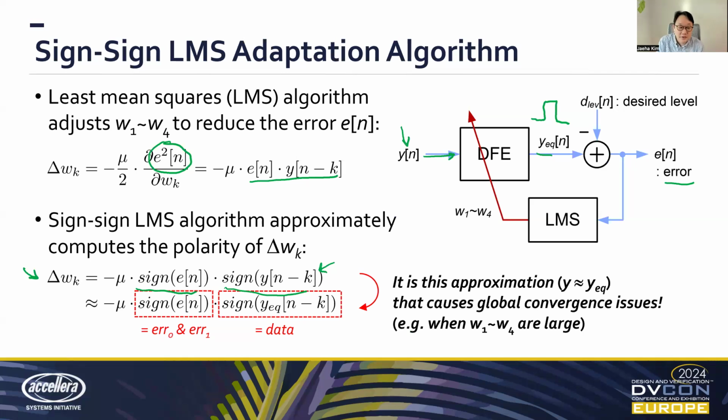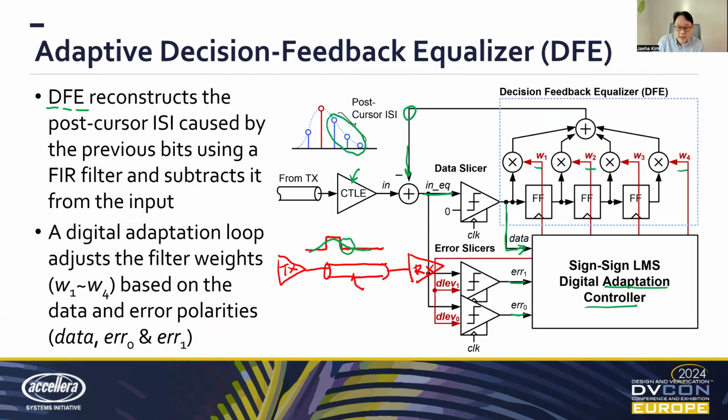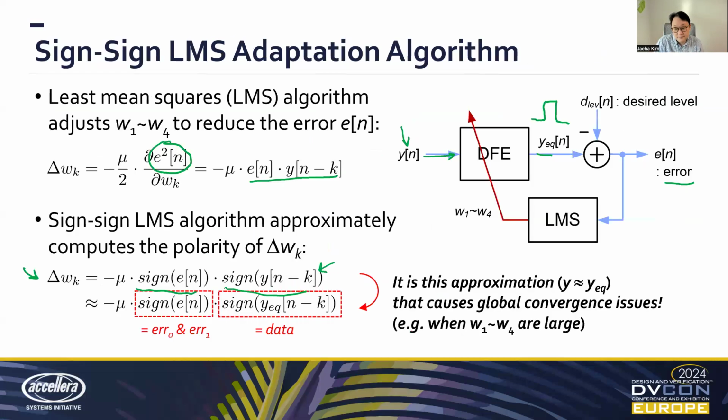But in most implementations of the sign-sign LMS algorithm, they approximate this information with the other information, which is the polarity of the output of the DFE, y sub EQ of n minus k. And the reason is that's already available. That's basically the data output of this receiver, which you already have if you're building a receiver. So in order to eliminate the need of adding another slicer that detects the polarity of the unequalized input, you just use the output of the data slicer you have.